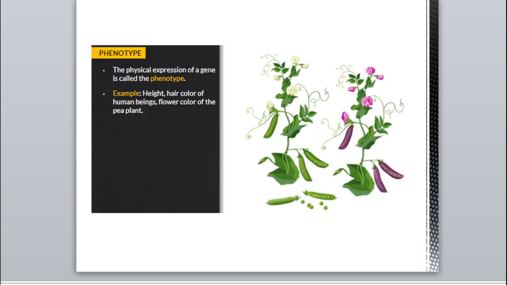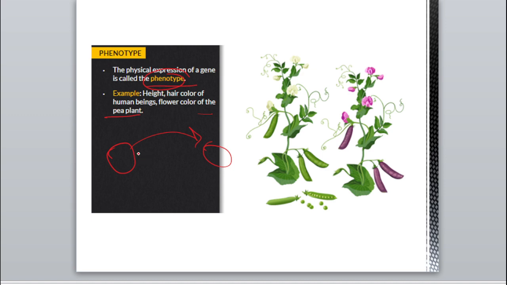Now, what is phenotype? The physical expression of a gene is called phenotype. Phenotype means physical expression, like what we can see physically, like the height and the color of human beings, or flower color of pea plant, which we can see. So when traits are passed from parent to offspring, we can see it.